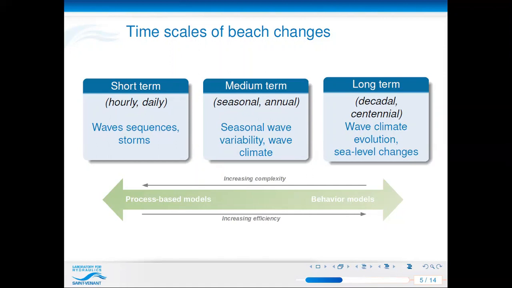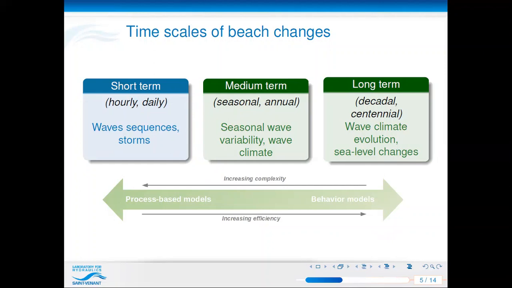A variety of different families of models can be used to simulate or predict beach changes at these different time scales, from process-based models that we typically apply on shorter time scales and smaller spatial scales, to much more efficient but simpler, much less complex, behavioral kind of based models. In this study, we're interested in predicting changes in medium to long time scales, and so we're looking at families more of behavior kind of models than process-based models.